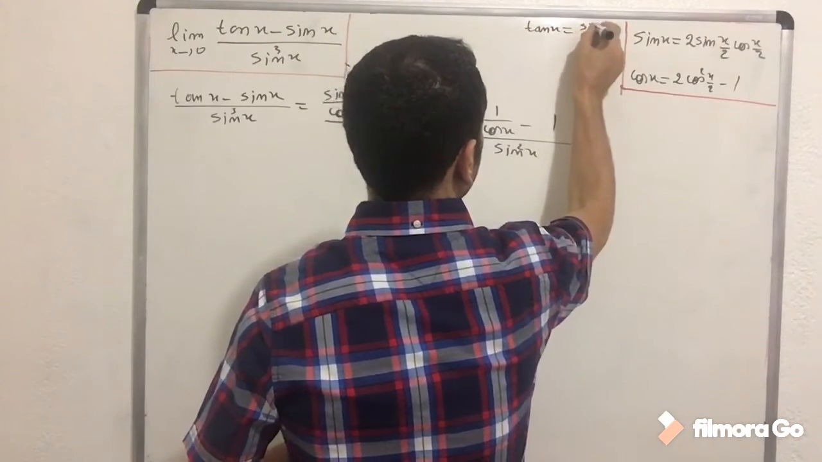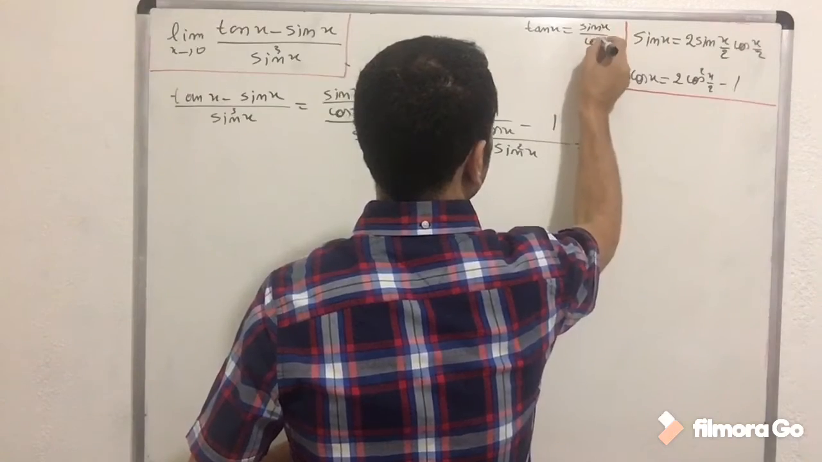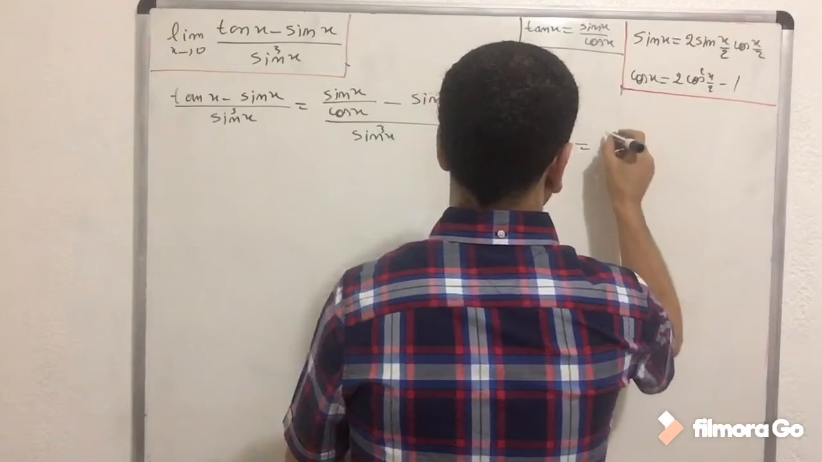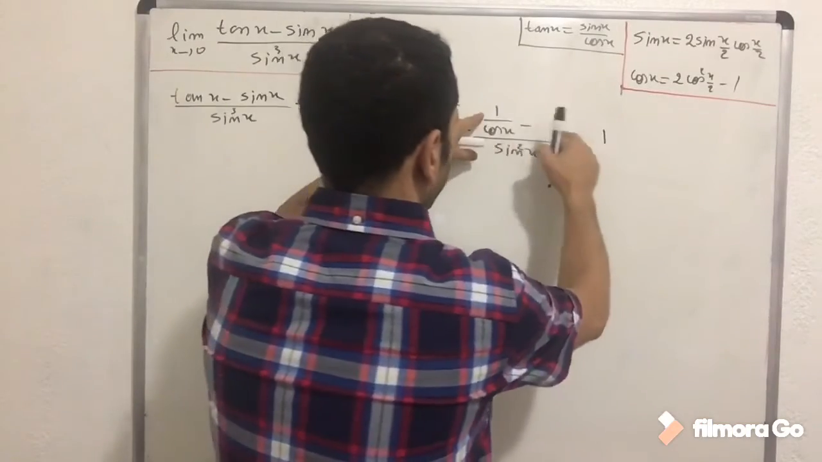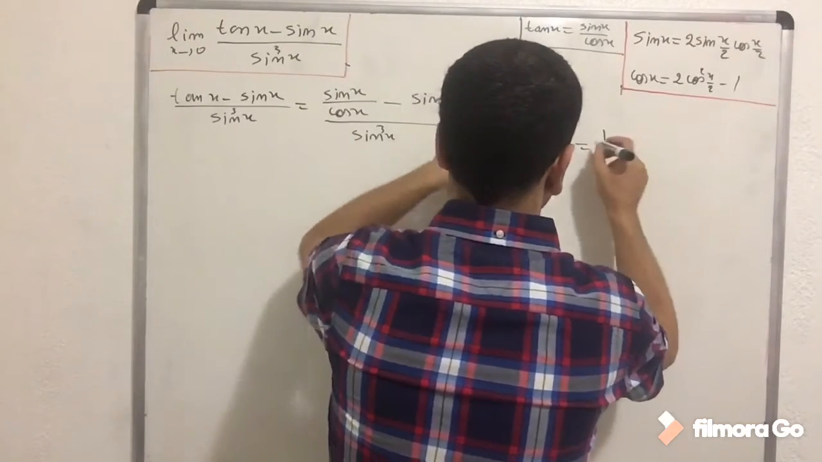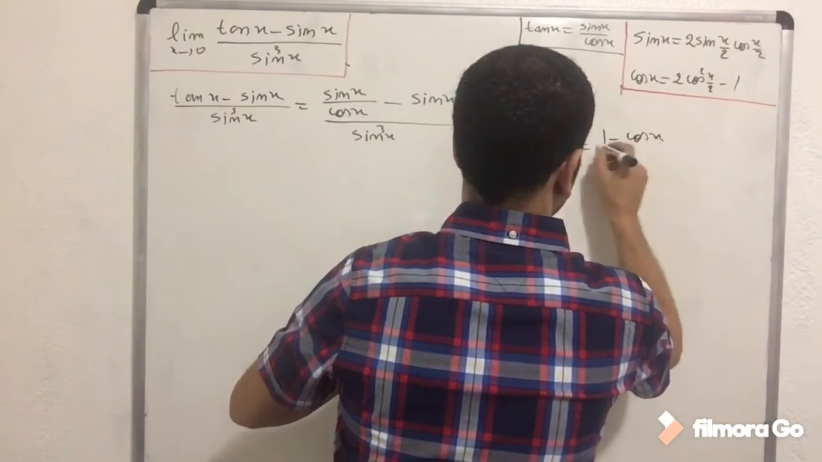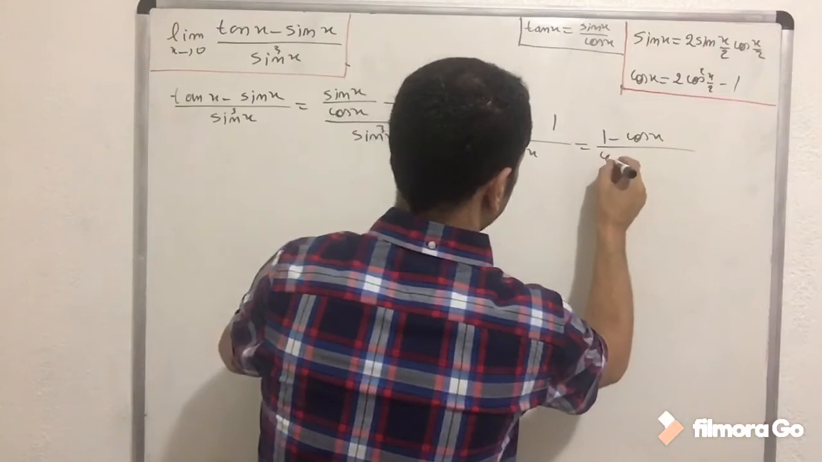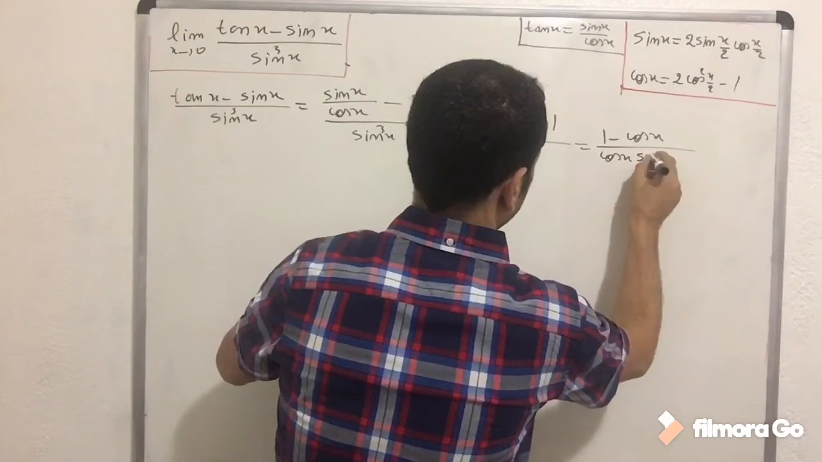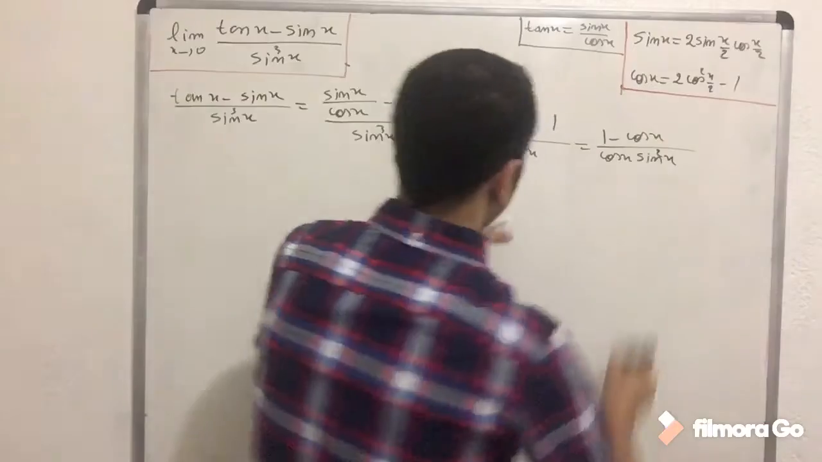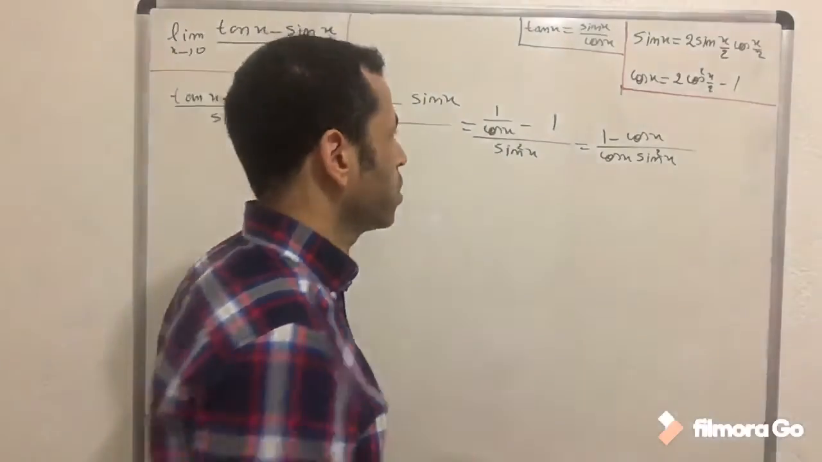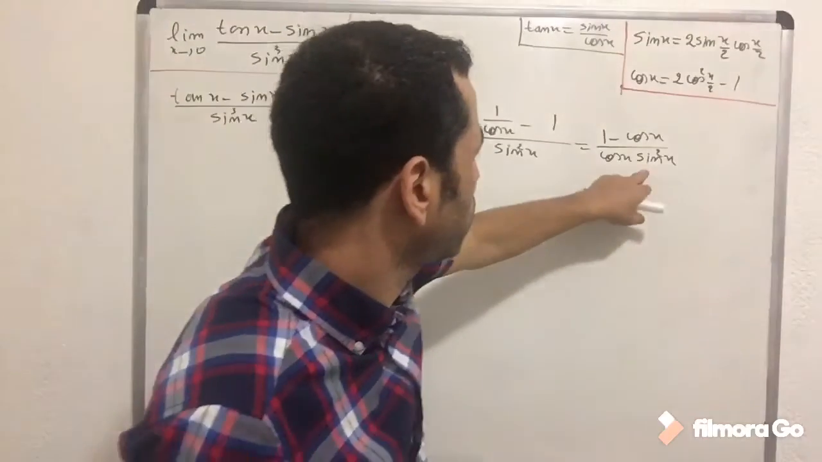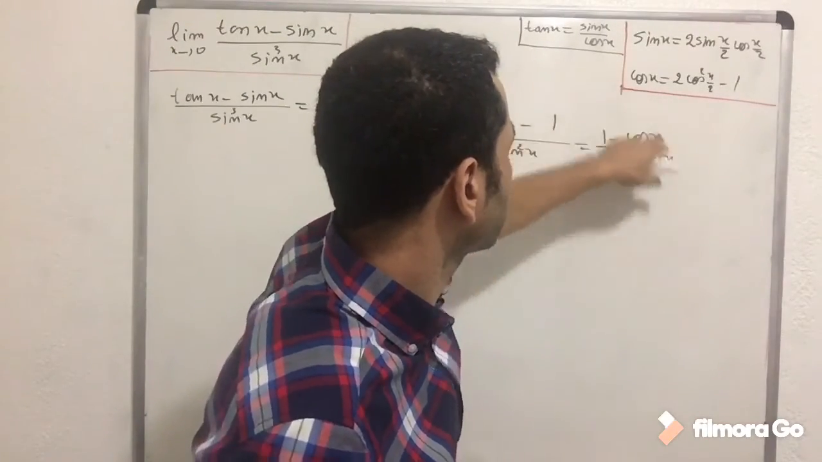Let's move this one to the top. So sine x over cosine x. Let's multiply this one by this one, it gives you 1 minus cosine x over, this one multiplied by this one, cosine x multiplied by sine squared x. This is easy to calculate, not a big deal. The important thing is how to transfer these terms to cosine and sine.